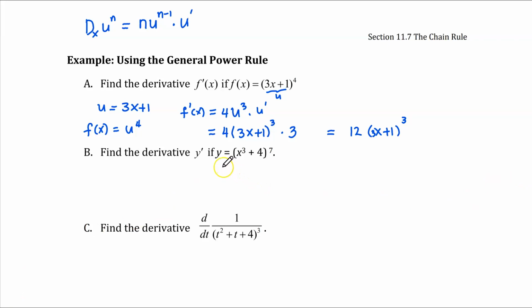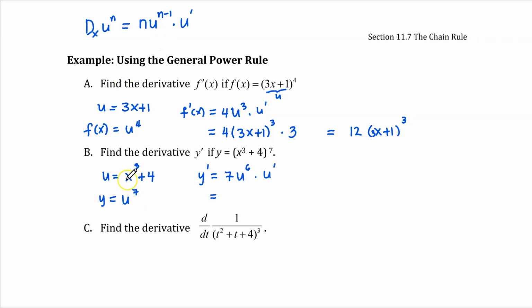Next, let's consider this given function here and find the derivative. So to start, let us find our u first. If we let u be equal to x cubed plus 4, the y here is now of the form u to the 7. And the derivative of u to the 7, y prime, using the general power rule is equal to 7 u to the 6 times the derivative of u.